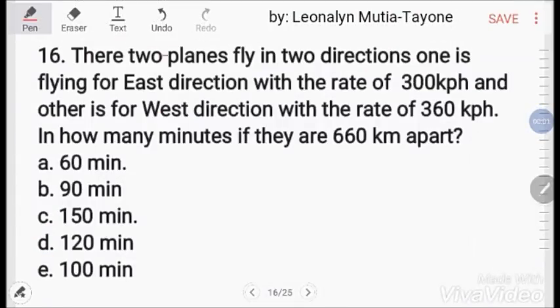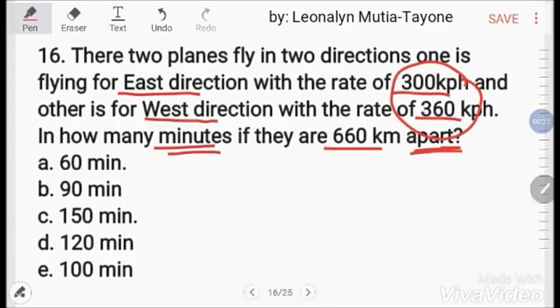Number 16. There are two planes fly in two directions. One is flying for east direction with a rate of 300 kph and other is for west direction with a rate of 360 kph. In how many minutes, if they are 660 kilometers apart?